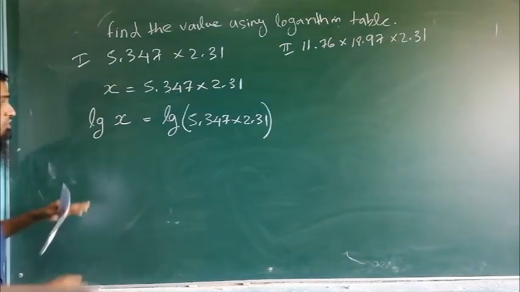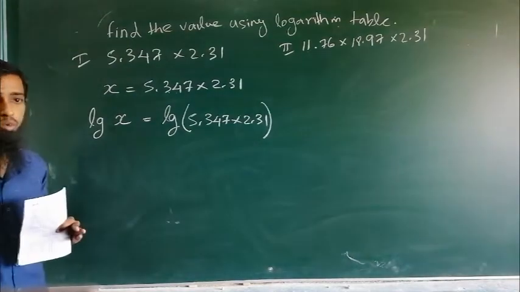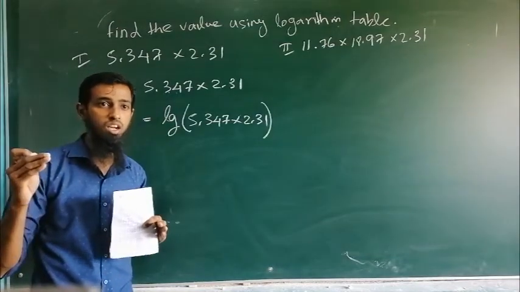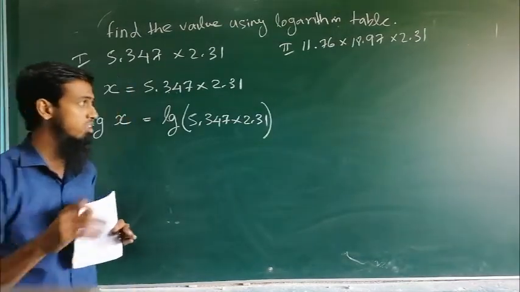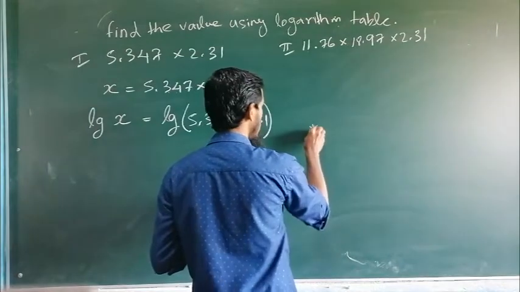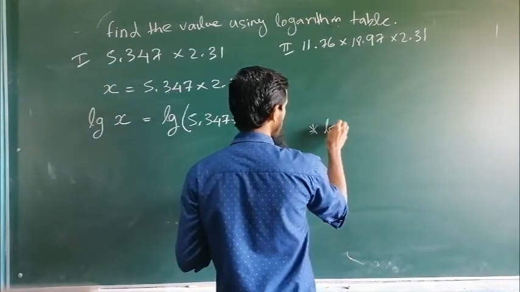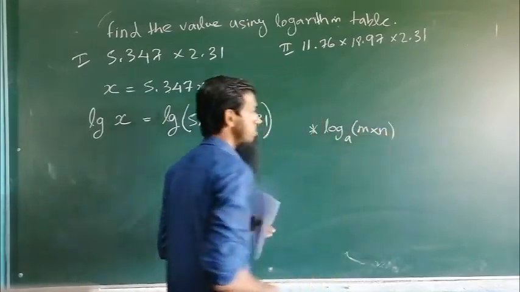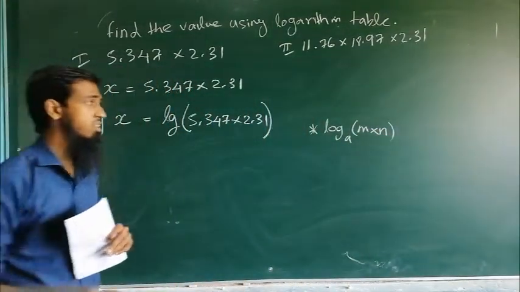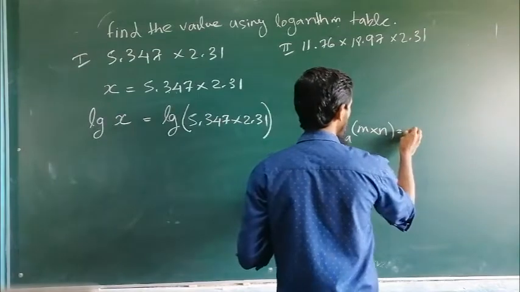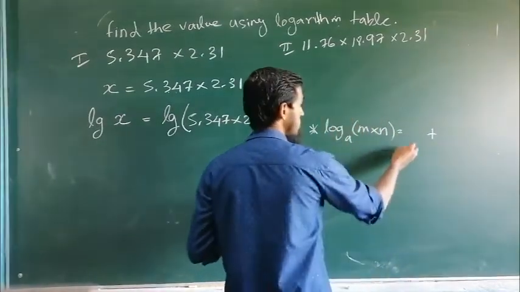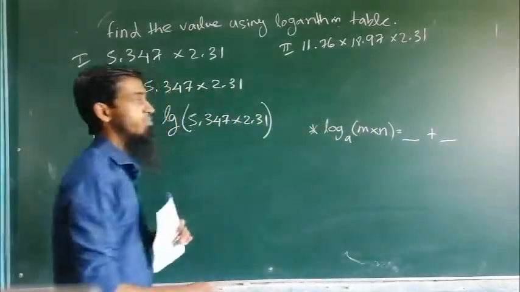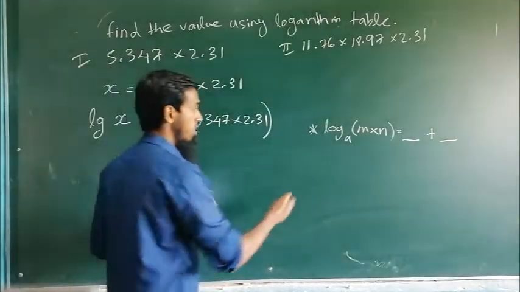So from here we have to recall what we studied on logarithm laws. The basic logarithm law is: if you have two values multiplied inside a logarithm, in the next step you can write it as an addition, a separate addition. You know the law.